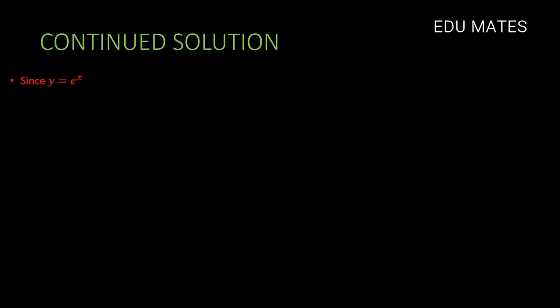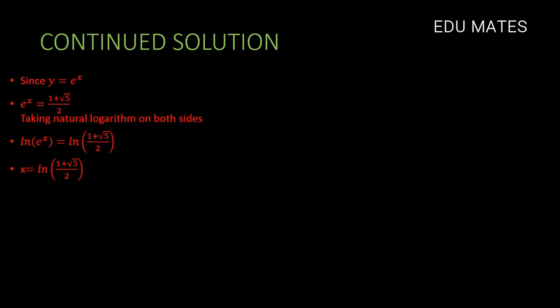Okay, so now we substitute back the value of y, which is e to the power x, and our equations will become e to the power x equals 1 plus root 5 over 2 and e to the power x equals 1 minus root 5 over 2. We will solve both the equations simultaneously. First solve this one. Okay, e to the power x equals 1 plus root 5 over 2. Now first of all, take natural logarithm on both sides. So our equation will become ln of e to the power x equals ln of 1 plus root 5 over 2. On the left hand side, ln and e cancel each other and we will only be left with x, and it will become x equals ln of 1 plus root 5 over 2. Now this is the first value of x.